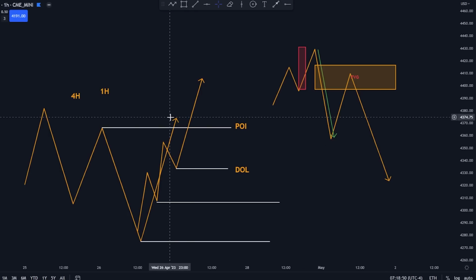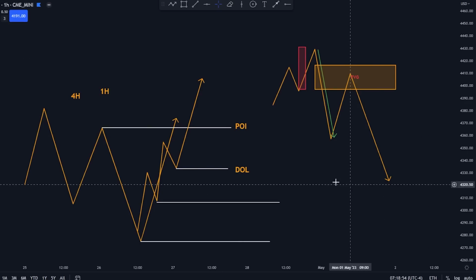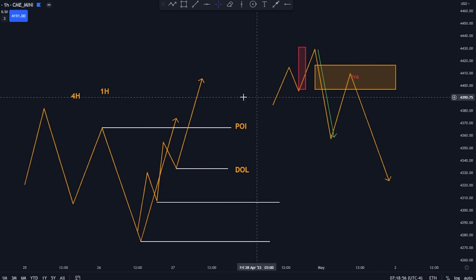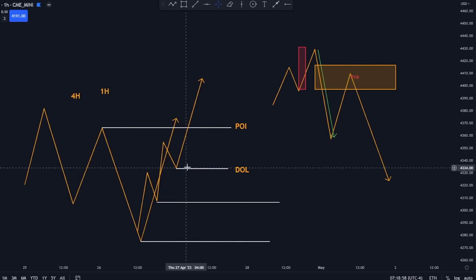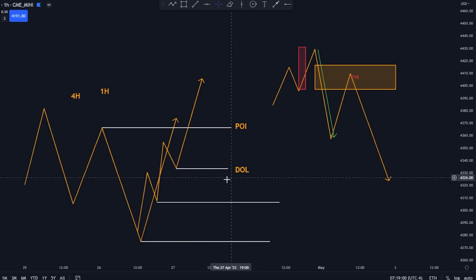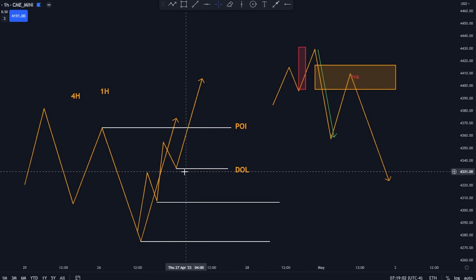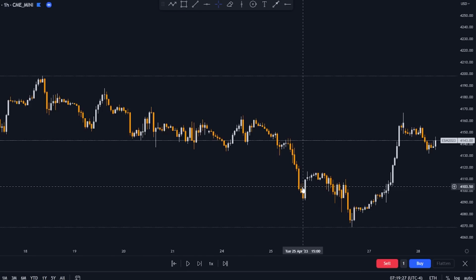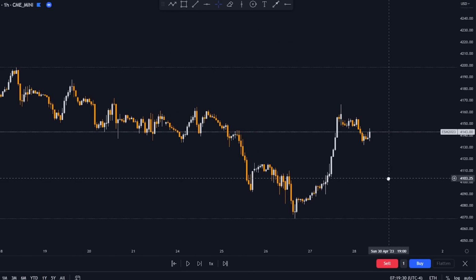So once again, the important thing, point of interest, look for 1 minute market structure shift, and then look for draw on liquidity, which is this right here on the 1 hour or 15 minute chart. So let me show you a couple examples. So this chart right here is from yesterday.